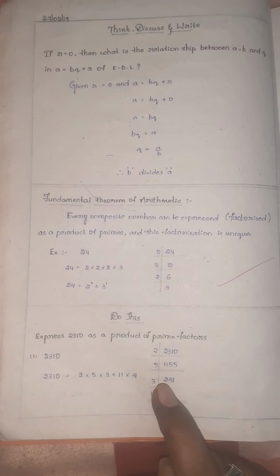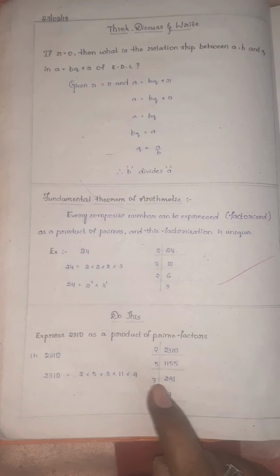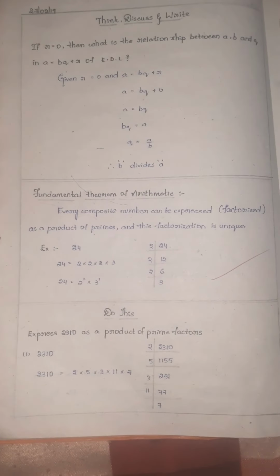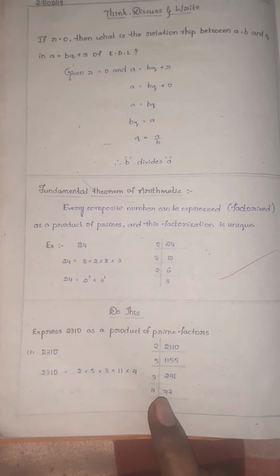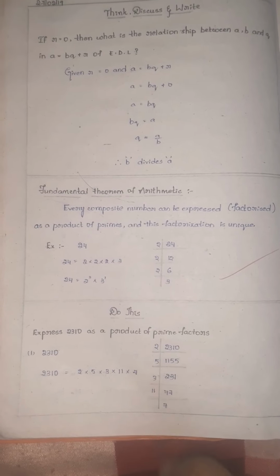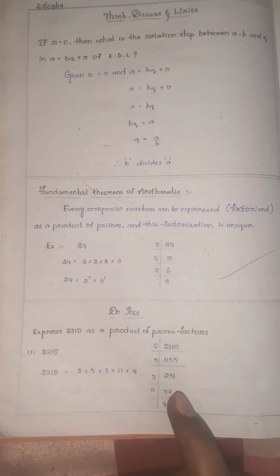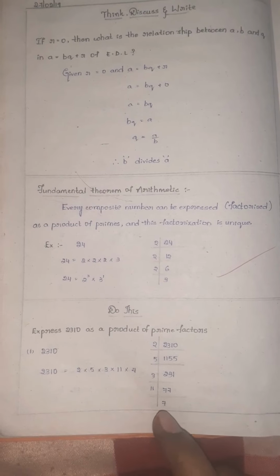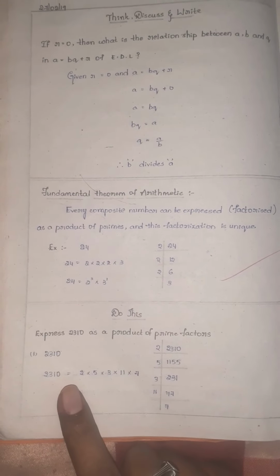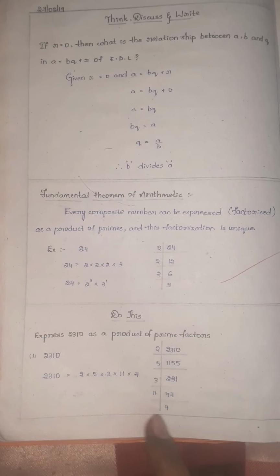5 twos are 10, means how much? 1 carry. Again 5 3s are 15, 5 1s are 5. So here also the one's place has an odd number. So go for 3. 3 7s are 21. 23 minus 21, what is the remaining value? 2. So 3 7s are 21. Again go for the 11 table, 11 7s are 77. So 2310 is equal to 2 into 5 into 3 into 11 into 7.